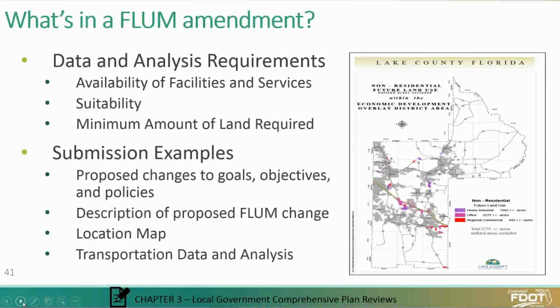There also has to be an analysis of suitability. Suitability analysis looks at the character of undeveloped lands, soils, topography, natural resources, and historic resources of the area that is being impacted by the future land use map amendment. And third, the future land use map amendment must identify the minimum amount of land needed for the map amendment to occur, as determined by the local government.